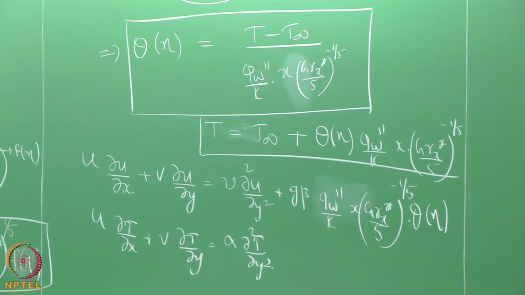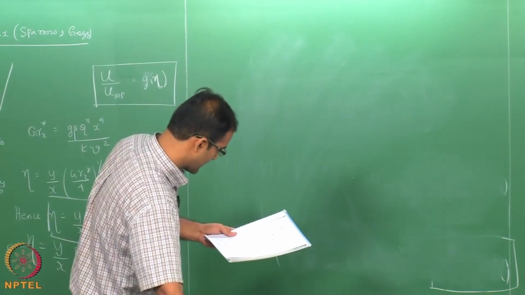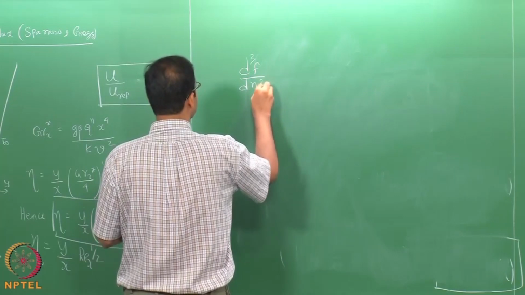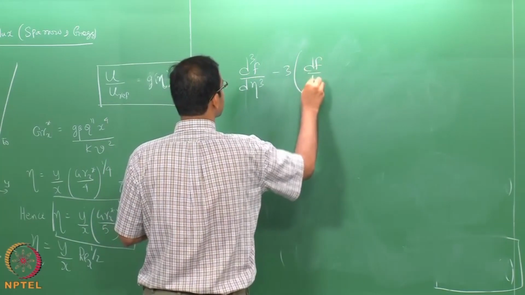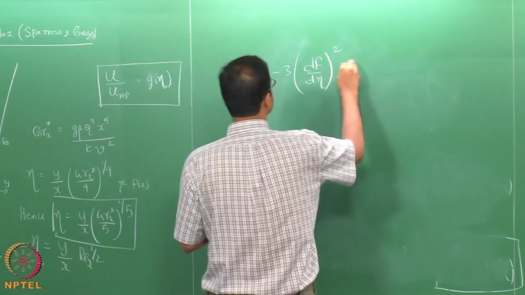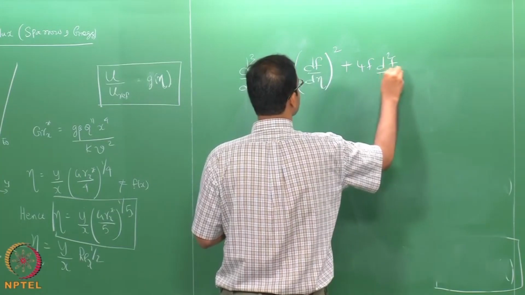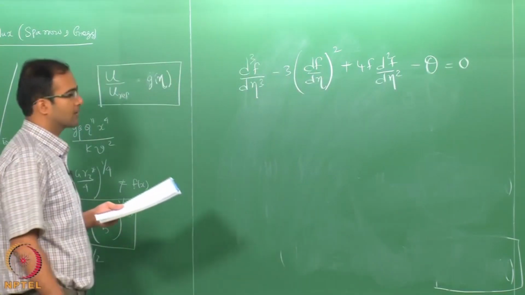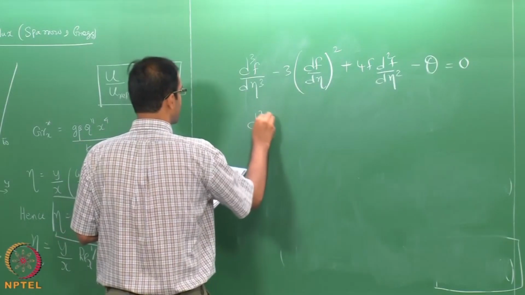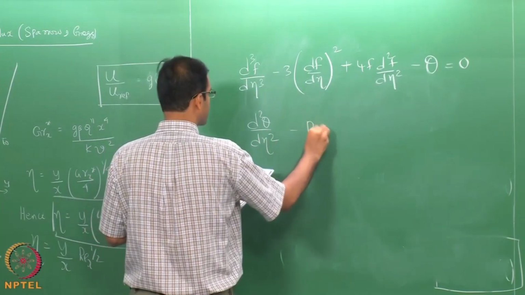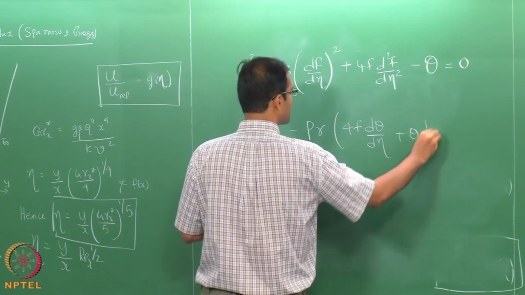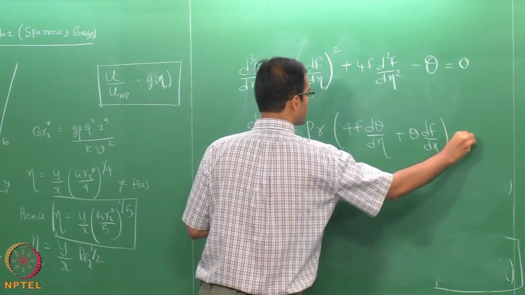So, you will find that this transforms the equations into a similarity ordinary differential equation as a function of only eta. Therefore, the momentum equation becomes d cube f by d eta cube minus 3 times df by d eta the whole square plus 4 f into d square f by d eta square minus theta equal to 0. This is the similarity momentum equation, and the energy equation is d square theta by d eta square plus Prandtl number into 4f d theta by d eta plus theta into df by d eta equal to 0.